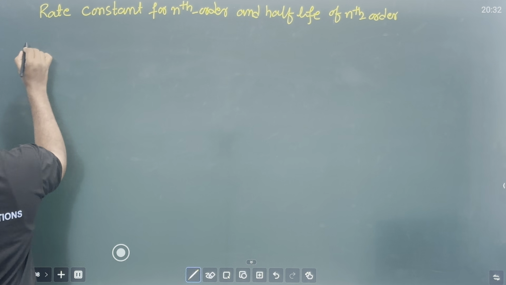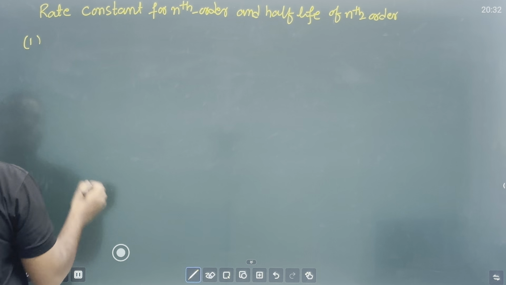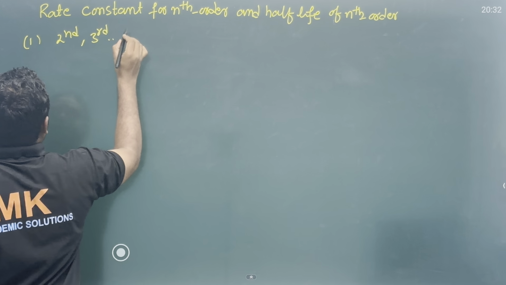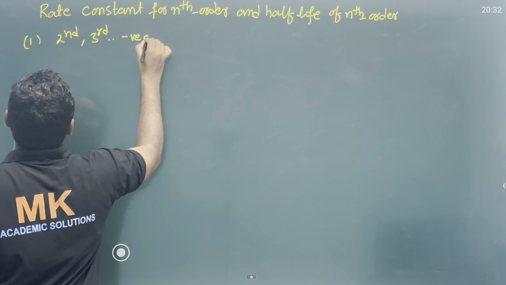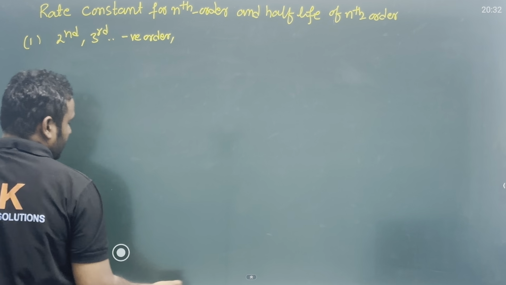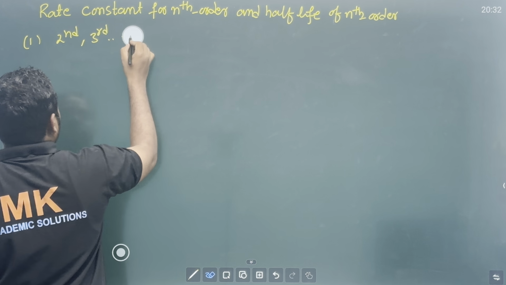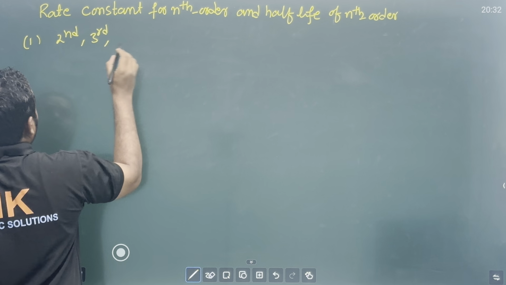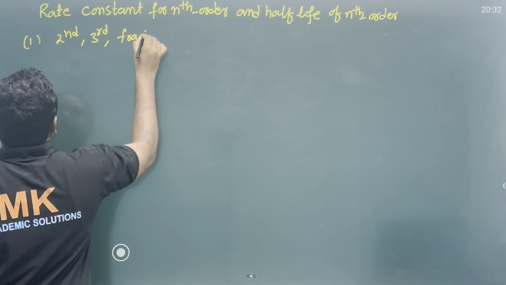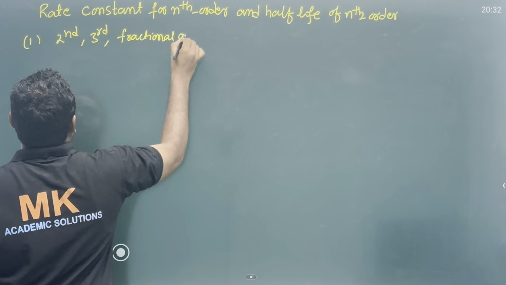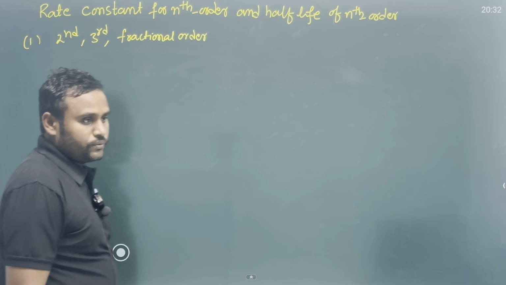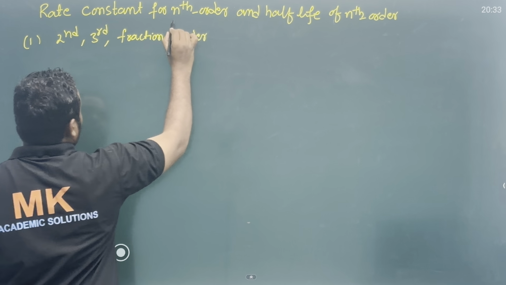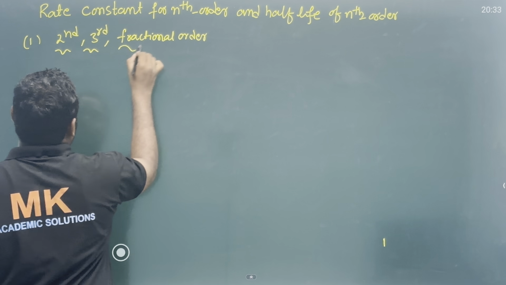So here this rate constant for nth order is applicable for the second order reactions, third order reactions and negative order. Generally we will not discuss the negative order, because finally the total order will be positive only. Third order and also fractional order. Fractional order means 1 by 2, 3 by 4, like that. This rate constant for the nth order reaction is applicable for second order, third order, fractional order.